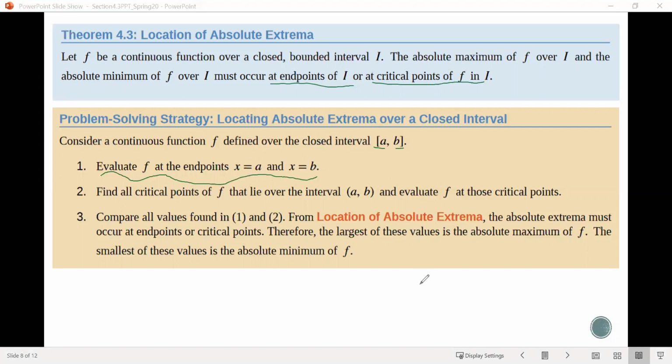Then we find all critical points that lie within the interval, and notice that the interval is described with parentheses there between a and b. So we're looking for values between a and b that are critical points, not a or b themselves. And we evaluate the function at those points. And then we compare all of those values, and we look for the largest and the smallest to help us identify the absolute max and the absolute min on that interval.